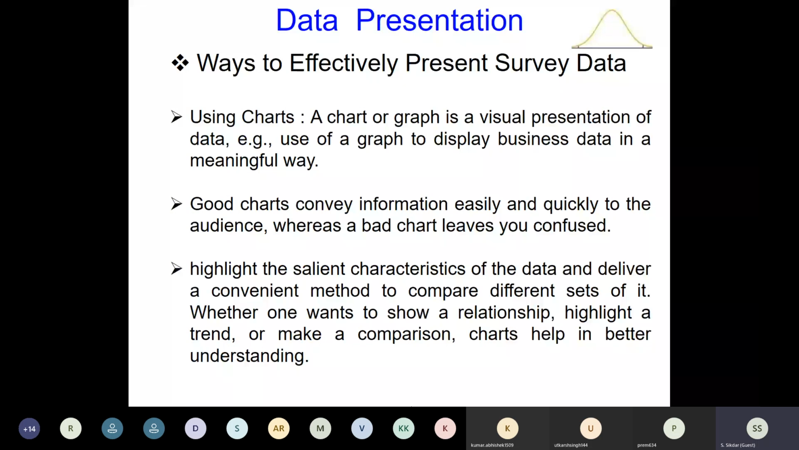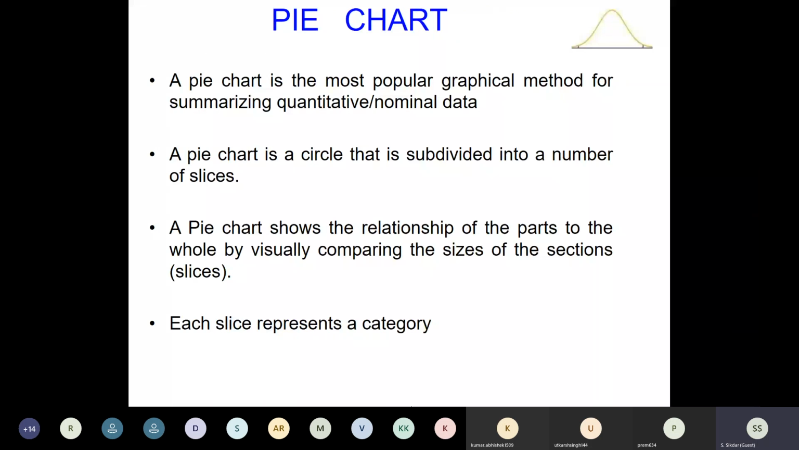Okay, I'm moving to the next slide. Pie chart. Can you see? Hello. Yes, sir. Some people are saying yes, some people are saying no. Okay.